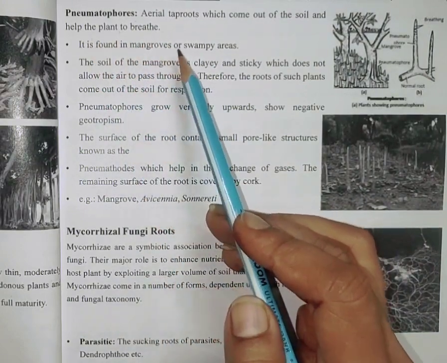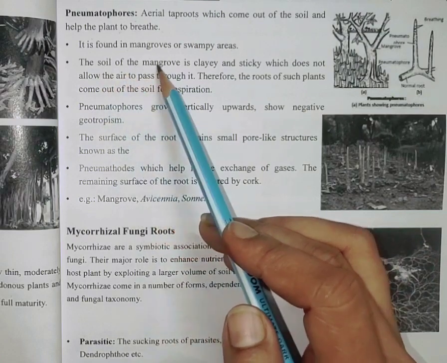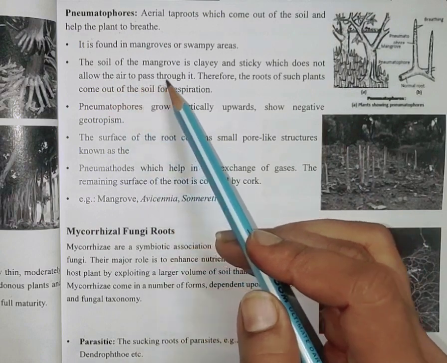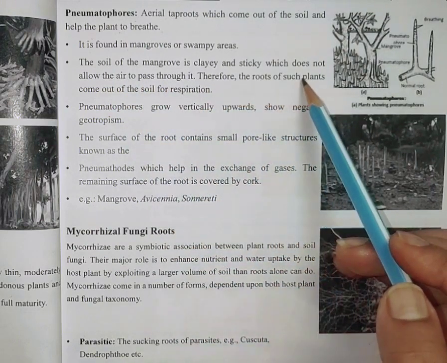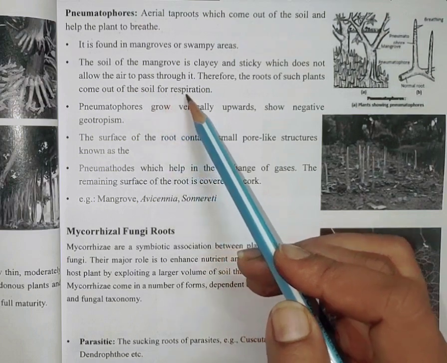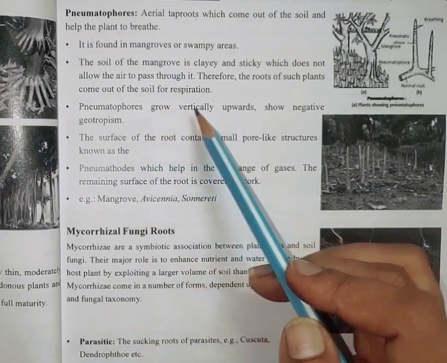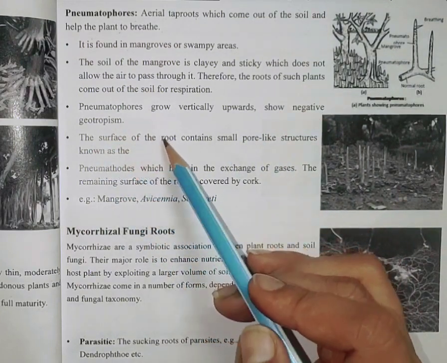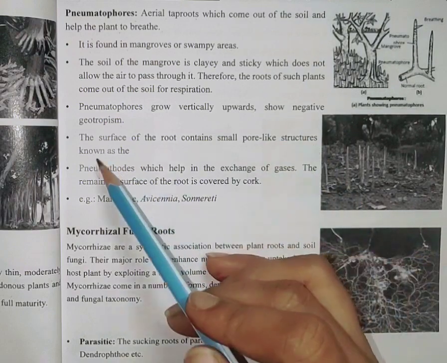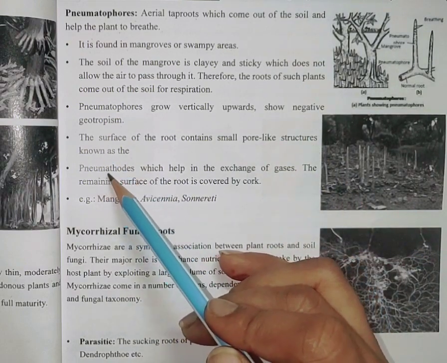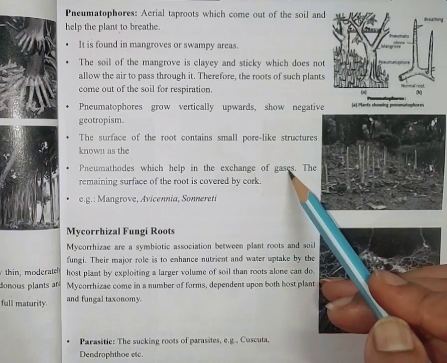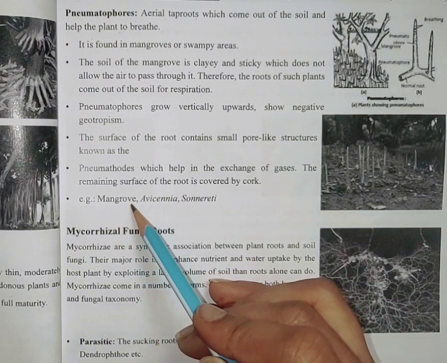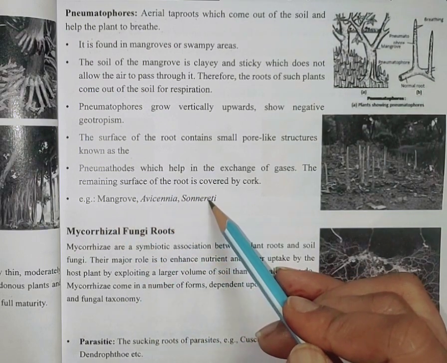Pneumatophores. Aerial taproots which come out of the soil and help the plant to breathe. It is found in mangroves or swampy areas. The soil of the mangrove is clay and sticky, which does not allow the air to pass through it. Therefore, the roots of such plants come out of the soil for respiration. Pneumatophores grow vertically upwards, so negative geotropism. The surface of the root contains small pore-like structures known as pneumathodes, which help in the exchange of gases. The remaining surface of the root is covered by cork. For example, the mangrove Avicennia officinalis.